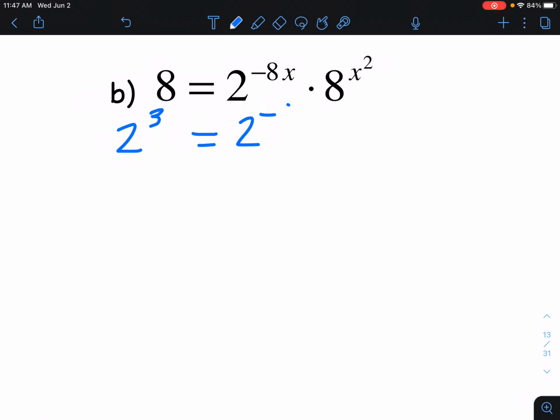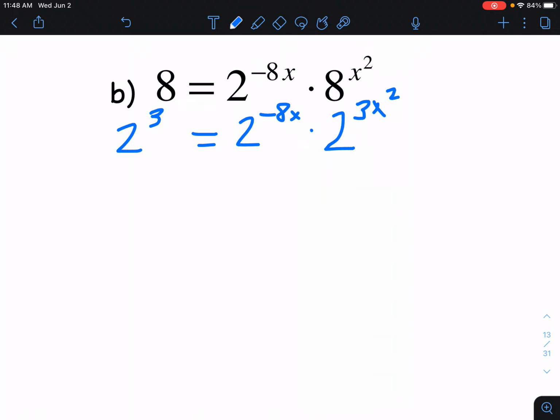Bring down the 2 to the power of 8x. And then we have to be a little careful here. In the 8 to the x squared, the x squared is an exponent. So we have to be careful that we're keeping it as an exponent. And then we have 2 to the power of 3x squared. 8 turned into 2 cubed, and then we just put that 3 with the x squared.